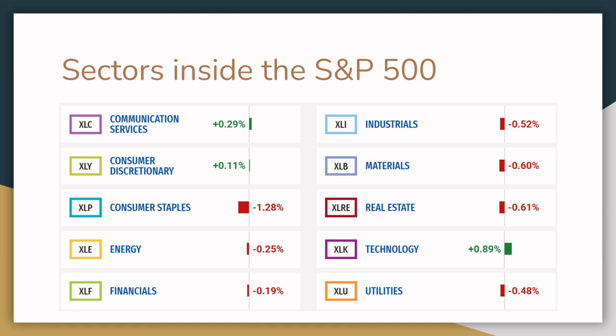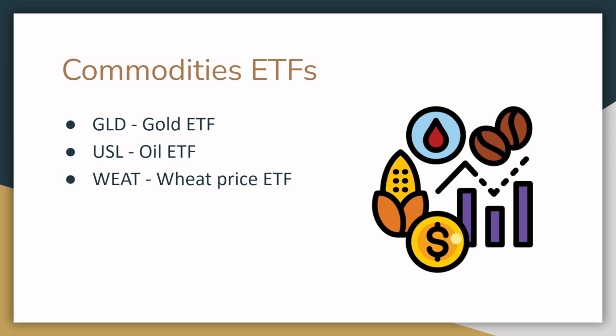You can also invest in commodities using ETFs. Ticker GLD, an ETF following the price of gold. Ticker USL, an ETF following the price of oil. Ticker WEAT, an ETF following the price of wheat. And even an ETF following the price of uranium, ticker URA.